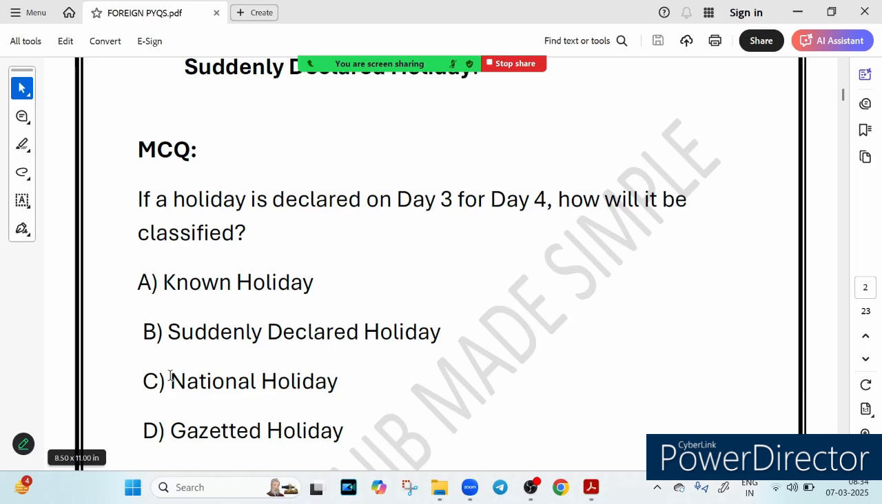Option A, known holiday. Option B, suddenly declared holiday. Option C, national holiday. Option D, gazetted holiday. So take a moment to think about it. Got your answer? Great. Now let's break it down.